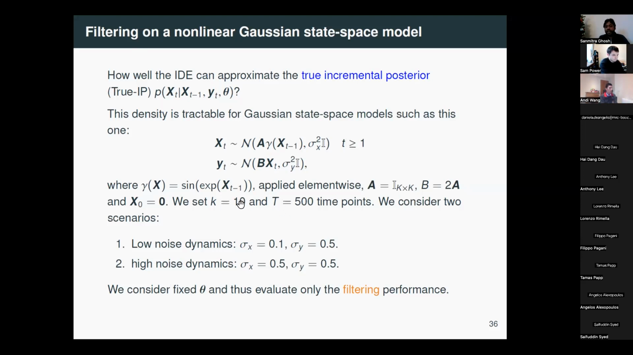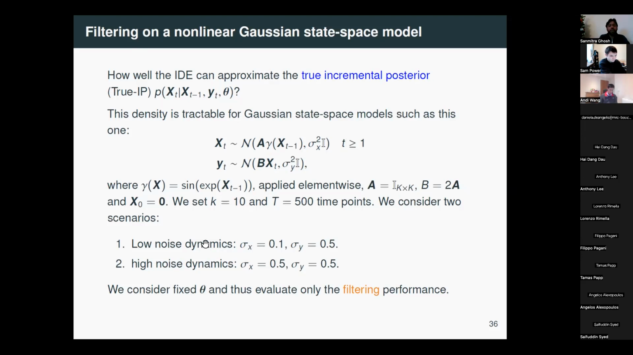Recently, last evening, I tried up to 30 dimensions, and all the results I'll show hold even for a 30-dimensional state space. But the 10-dimensional one is what I have here for the talk.